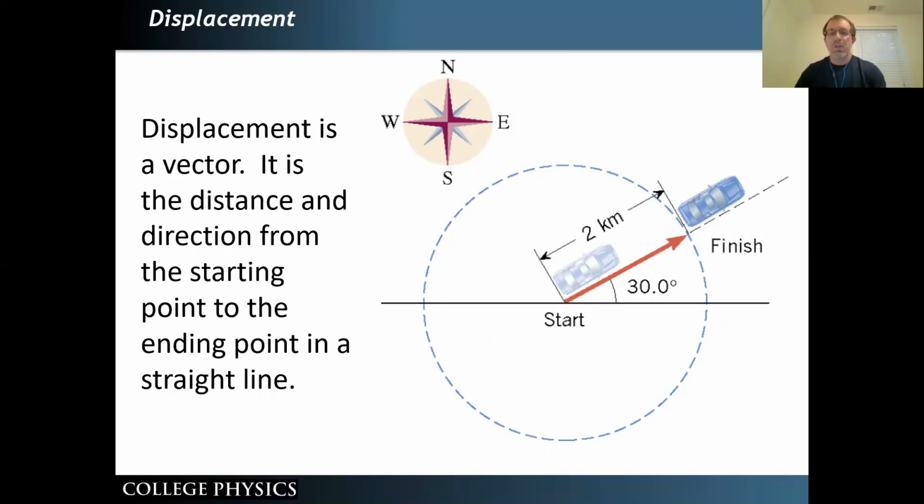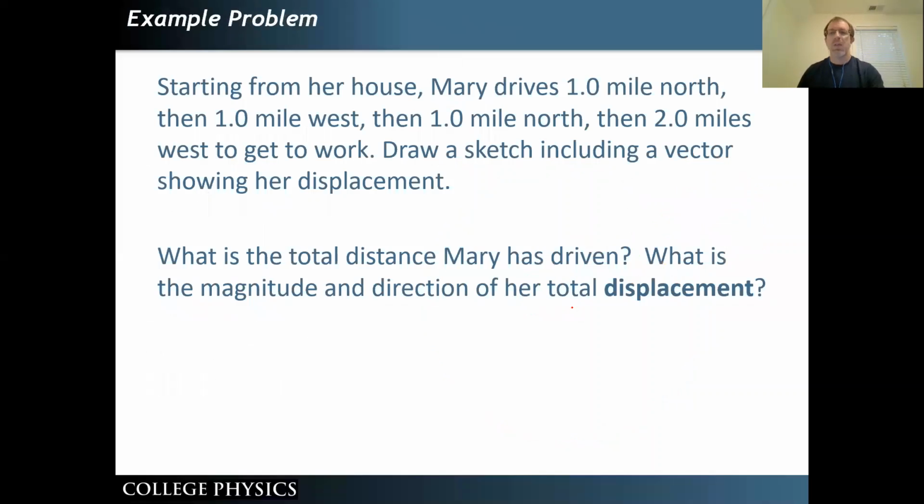All right, I already said that displacement is a vector, so here's an example. We've got a car that starts out at some location and then drives 2 kilometers, and it looks like the ending position is 2 kilometers and an angle of 30 degrees north of east from the starting position. So literally displacement is the distance and direction from the starting point to the ending point in a straight line.